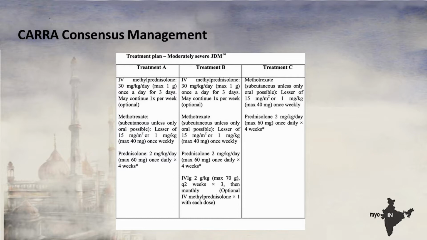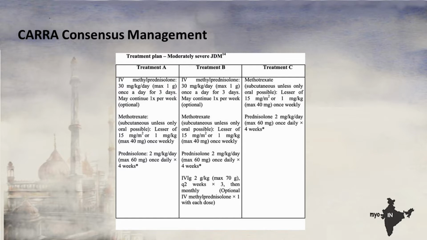And this is what the CARRA group is currently doing. They have 3 treatment plans, which is similar to what I just outlined, where you have degrees of severity, enrolling patients on oral prednisolone and subcutaneous methotrexate from the start, and they have recommended subcutaneous unless only oral is possible. So there is definitely a bias towards trying subcutaneous methotrexate in these patients over oral methotrexate.